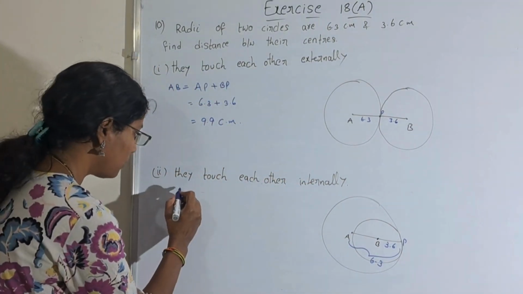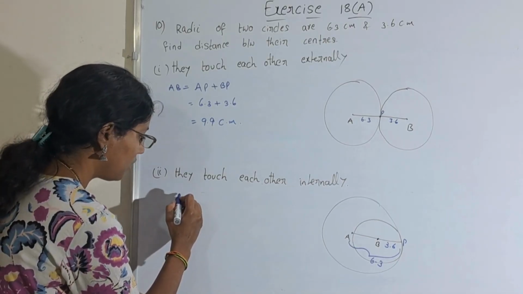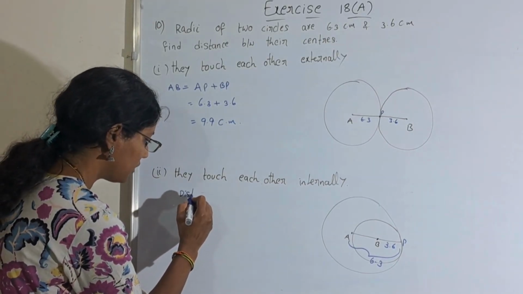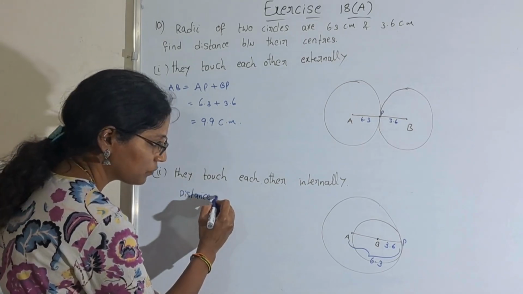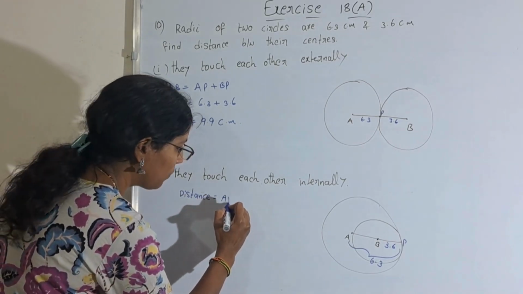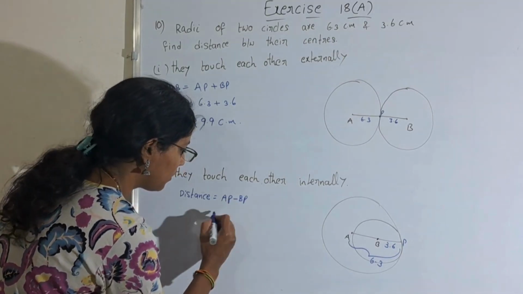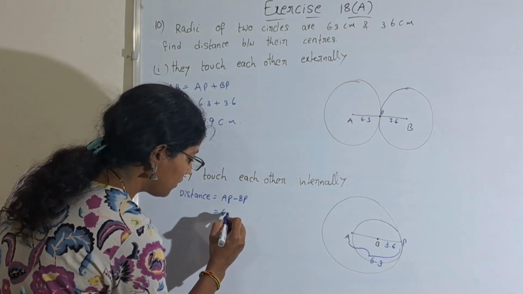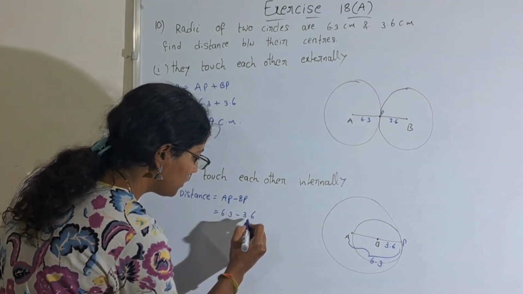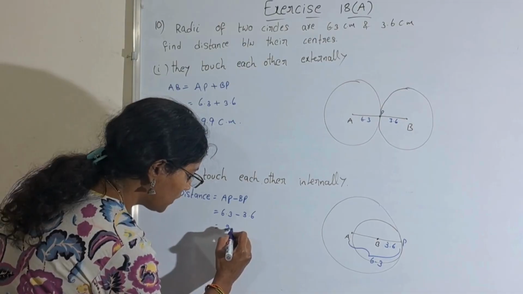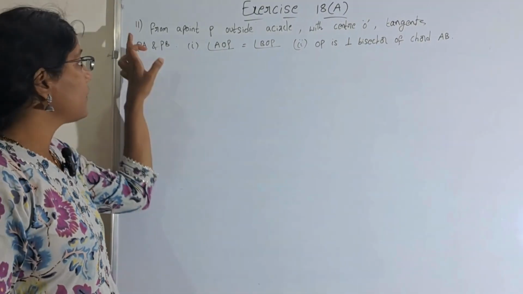This distance we have to find out. Here distance is equal to AP minus BP. AP 6.3 minus 3.6. Here 2.7.